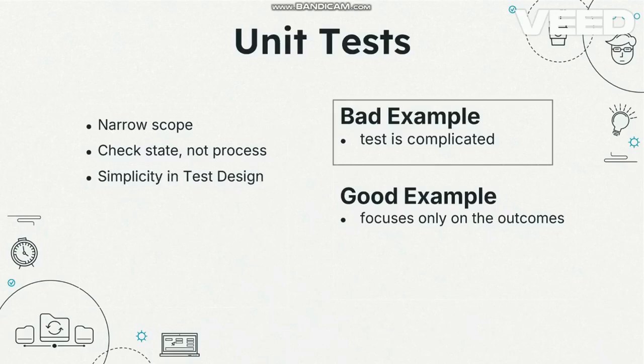In the bad example, the test is complicated. It tries to check each part of the process, first generating a password, then attempting to create a new user entry, and finally handling an error if the username is already taken. This makes the test harder to read and understand.